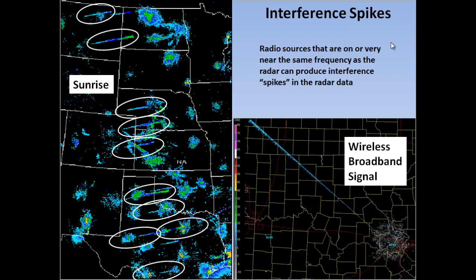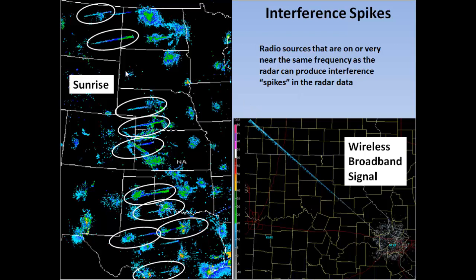Something else you get in clear air, and actually all the time on radars, are interference spikes. It's basically just a radio source that's very near the same frequency as our radar. As the antenna sweeps past that source, you get this long filament or spike in the direction that the radio source was. This was a wireless broadband interference spike that was on our radar for several years. We finally got it filtered out.